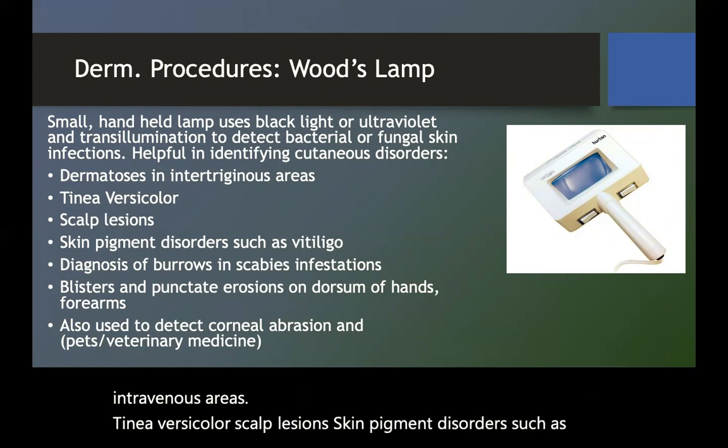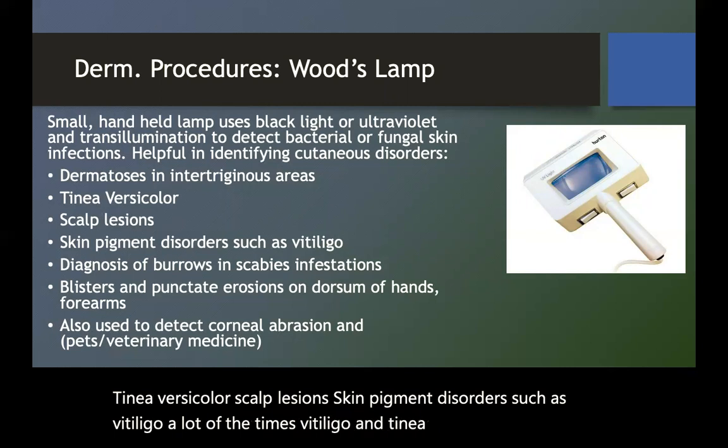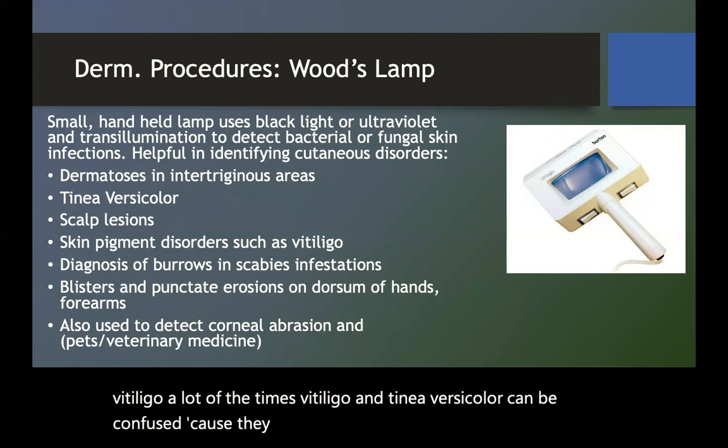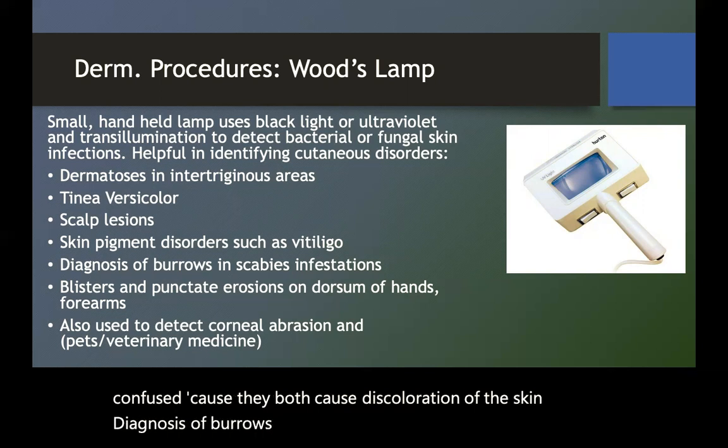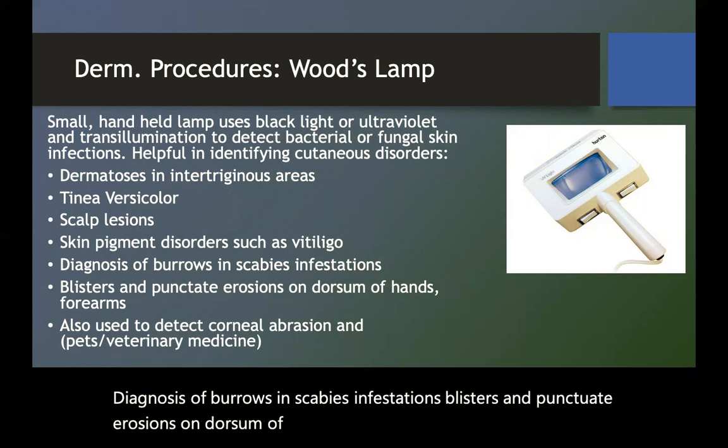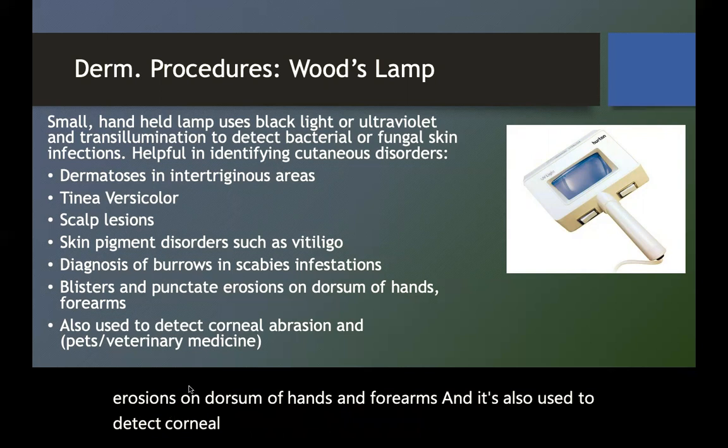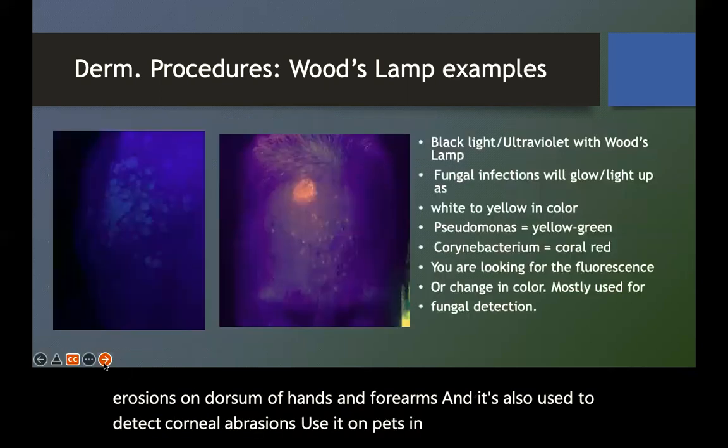A lot of the times vitiligo and tinea versicolor can be confused because they both cause discoloration of the skin. It's also used for diagnosis of burrows and scabies infestations, blisters and punctate erosions on the dorsum of hands and forearms. And it's also used to detect corneal abrasions. They use it on pets in the vet office.